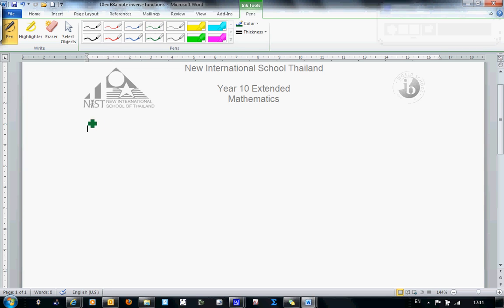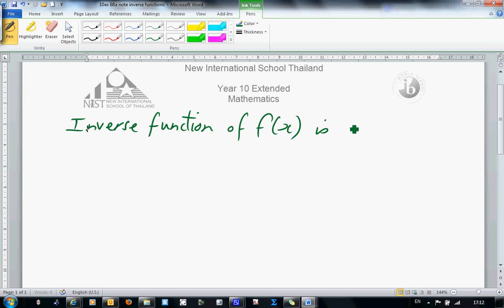In this demonstration, we're going to look at the inverse function. And this inverse function is written in a particular way. So the inverse function of f(x) is written as f⁻¹(x). That's the notation that we're going to use. What does an inverse function do? Well, what does any inverse do?